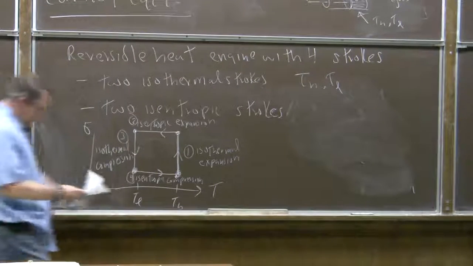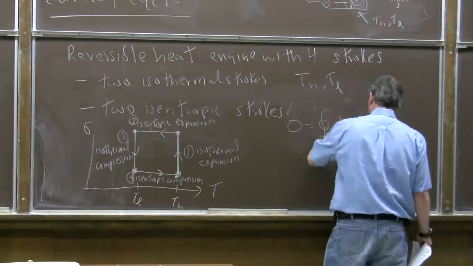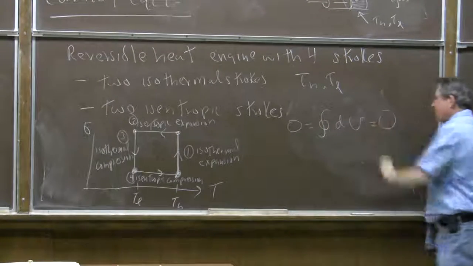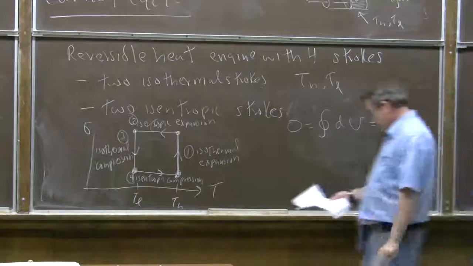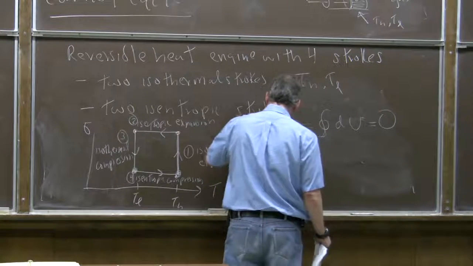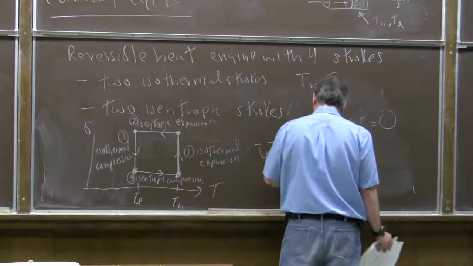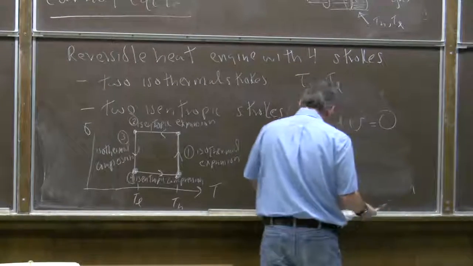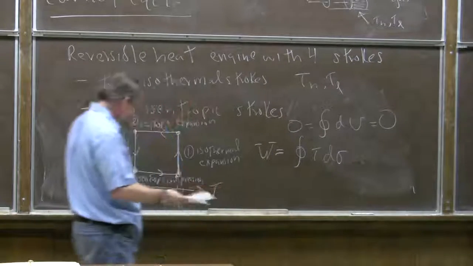Since it is a closed cycle, there is no change in the internal energy. Therefore, the work done matches the heat flow. So I can write the work done as the integral over the closed cycle of tau d sigma.